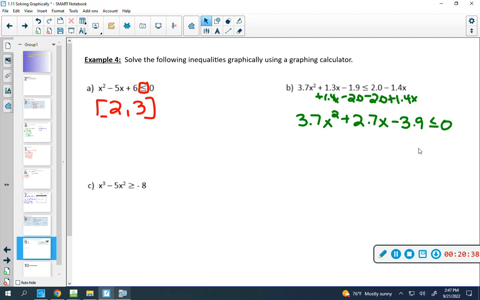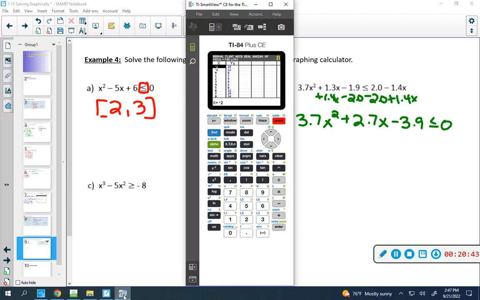Okay, so start typing that one in. That's going to be a parabola too, with the squared. We just have kind of yuckier numbers. 3.7x squared plus 2.7x. Got it.